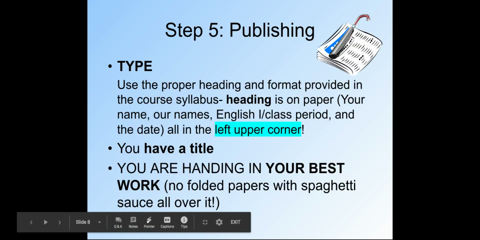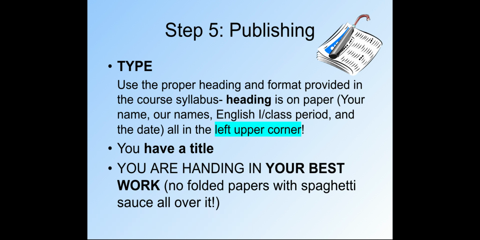The last step is publishing, okay? Publishing is when you are double checking to make sure you have the right heading, that it's in proper MLA format, that you have the right header on the paper, which includes your name, the teacher's names, the class period, and the date, all in MLA format, and that goes in the left upper corner. Okay, you have a title if I asked you to write a title, and at this point, your publishing step is when you're handing in your best work. You've really gone through, you've made all the corrections, you've capitalized everything, all of your paragraphs are indented, it's double spaced, all of those little details. Okay.